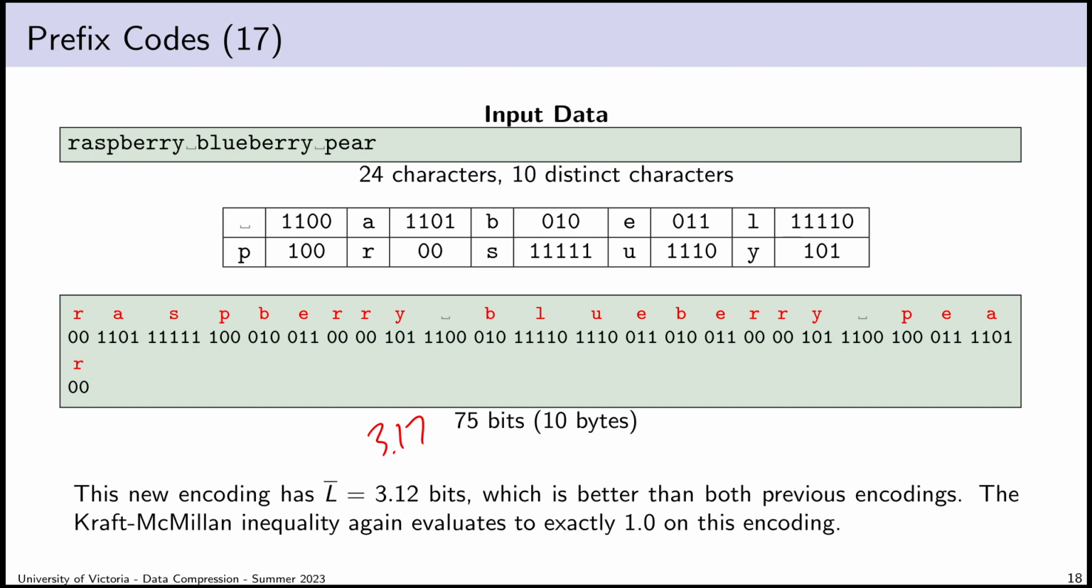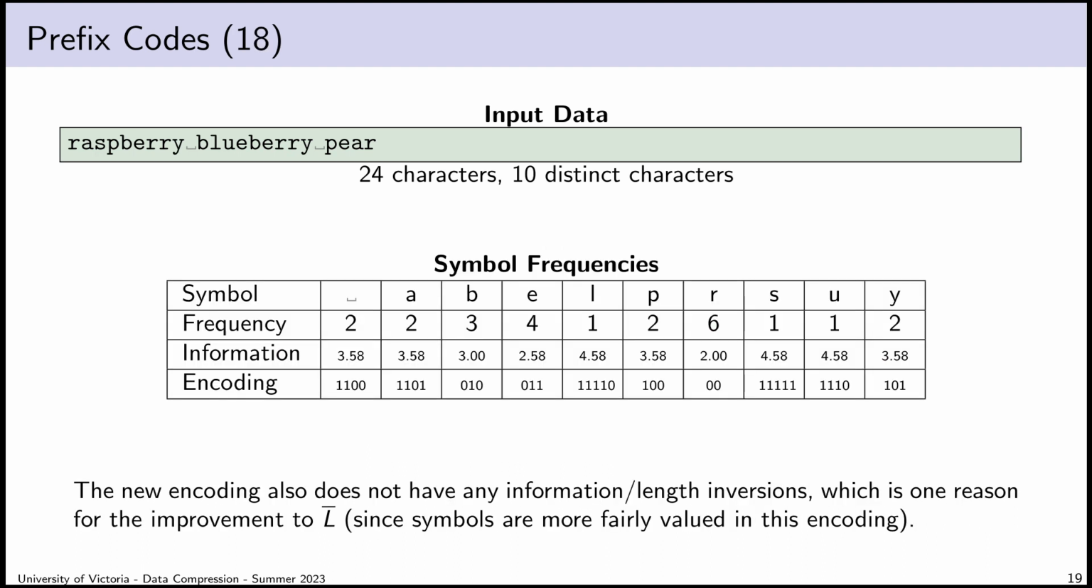So I've decreased it by a little bit, but anything helps in this context. And the Kraft-McMillan inequality again is exactly 1.0, so I'm not wasting any bit strings. I am capturing all possible bit strings. And this new encoding doesn't have any of that unfairness. It doesn't have any inversions between information content and length.